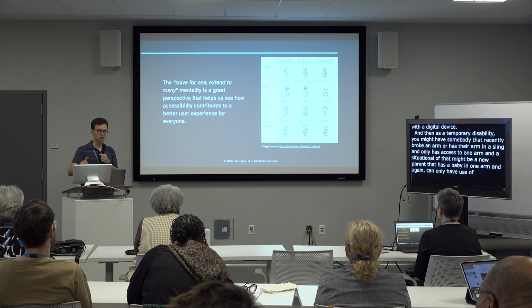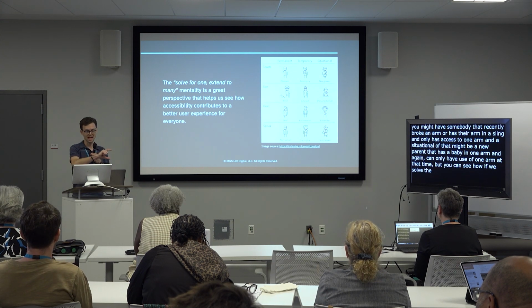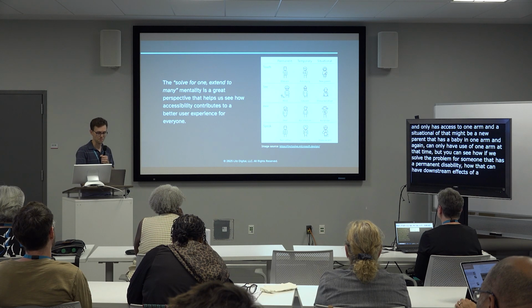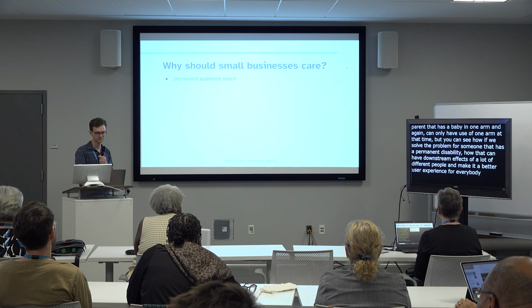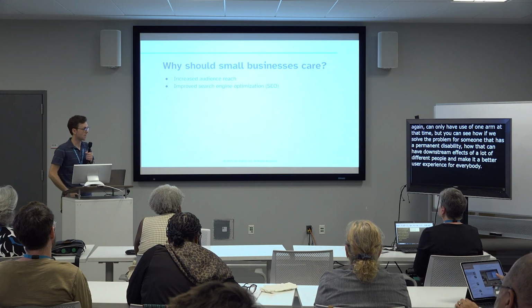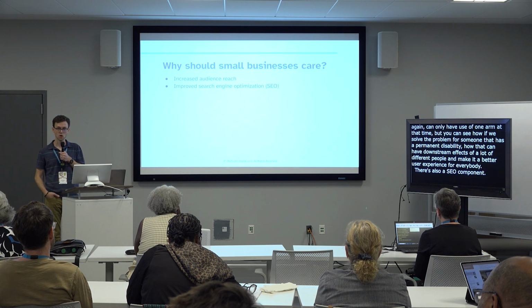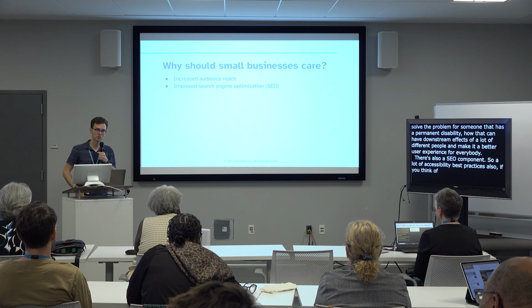But you can see how if we solve the problem for someone that has the permanent disability, how that can have downstream effects of a lot of different people and make it a better user experience for everybody. There's also a SEO component. So a lot of accessibility best practices also, if you think of it like a Venn diagram, have a lot of crossover with SEO best practices.